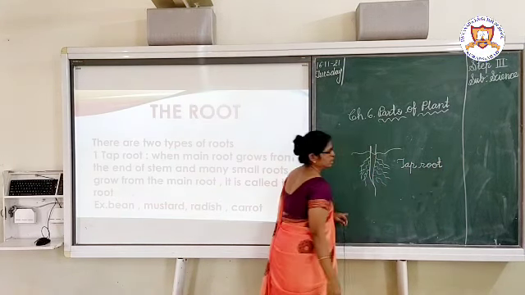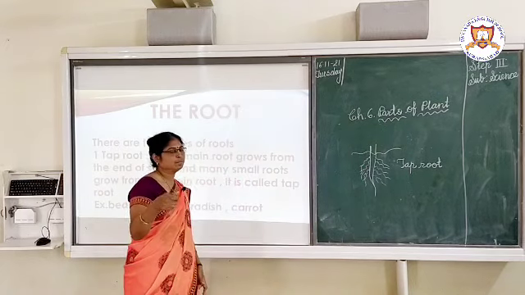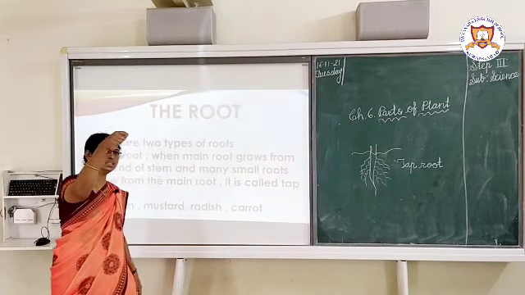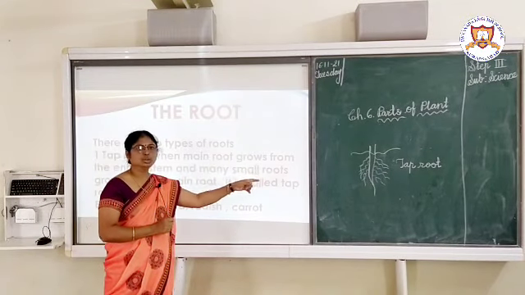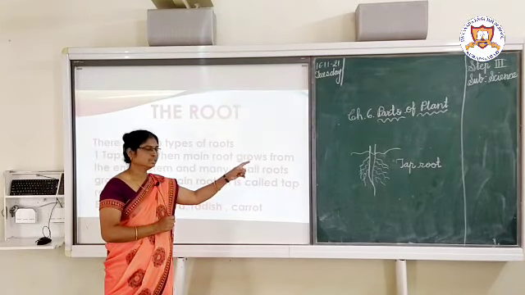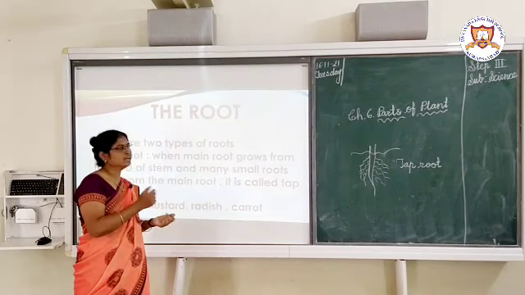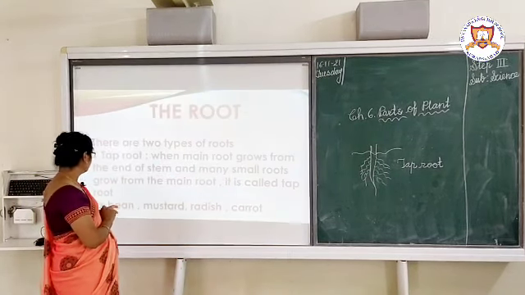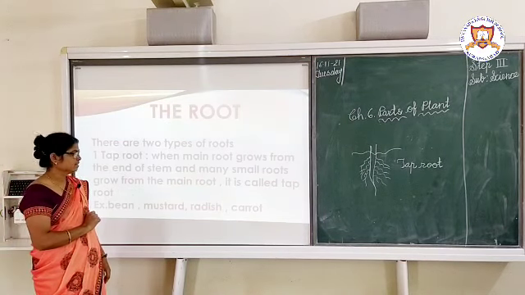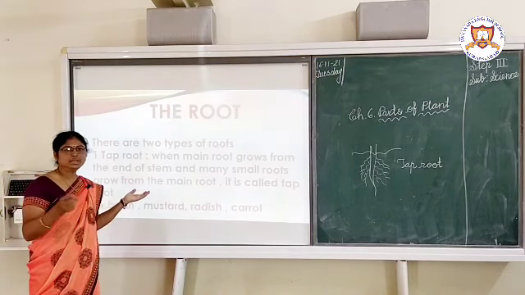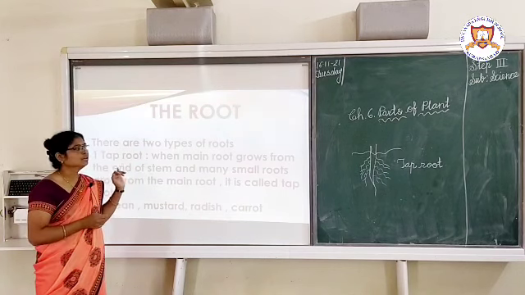Whenever you uproot any type of plant and you see this structure in a root, you can identify that this is a taproot. In which plants can you see this type of taproot? Beans, mustard, radish, carrot, so many plants have this type of taproot.